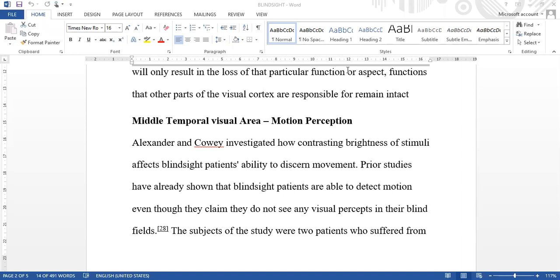So within the brain, the main region responsible for motion perception is the middle temporal visual area. And sometimes the temporal lobe also plays a role in motion. So since these regions are intact, not damaged, definitely the person can still perceive.